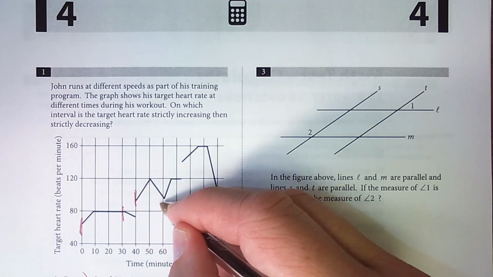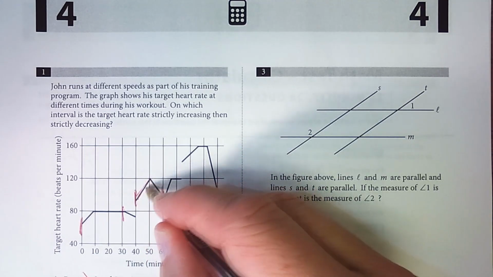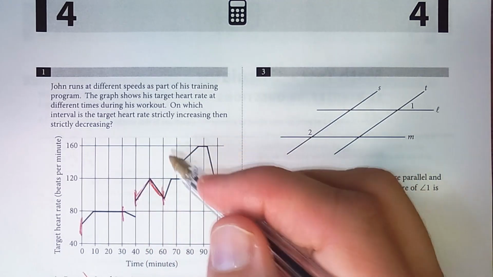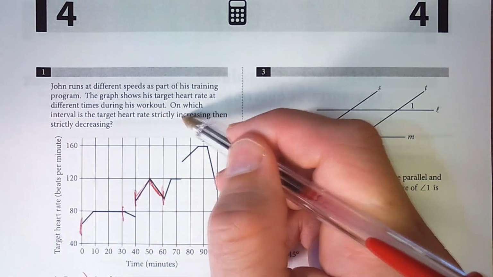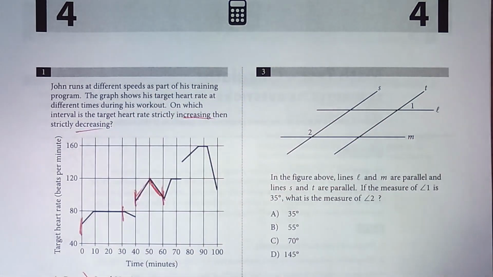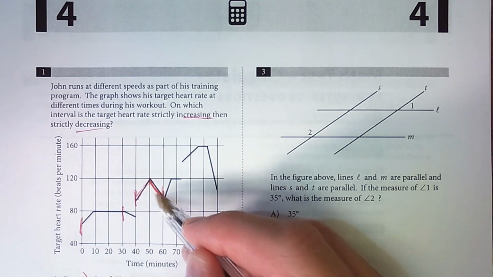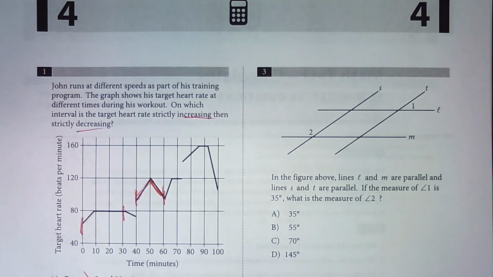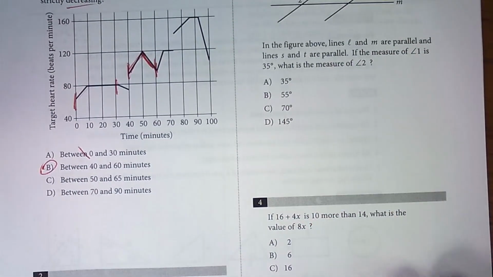Between 40 and 60 minutes, it is increasing, it is decreasing. Okay, so strictly increasing, then strictly decreasing. It's increasing, then decreasing. No flattening out between. Option B is correct.